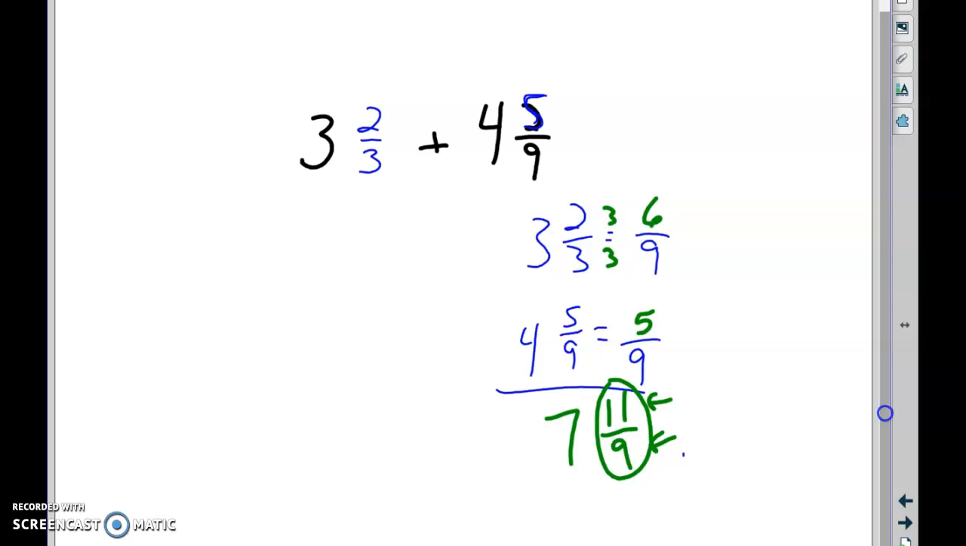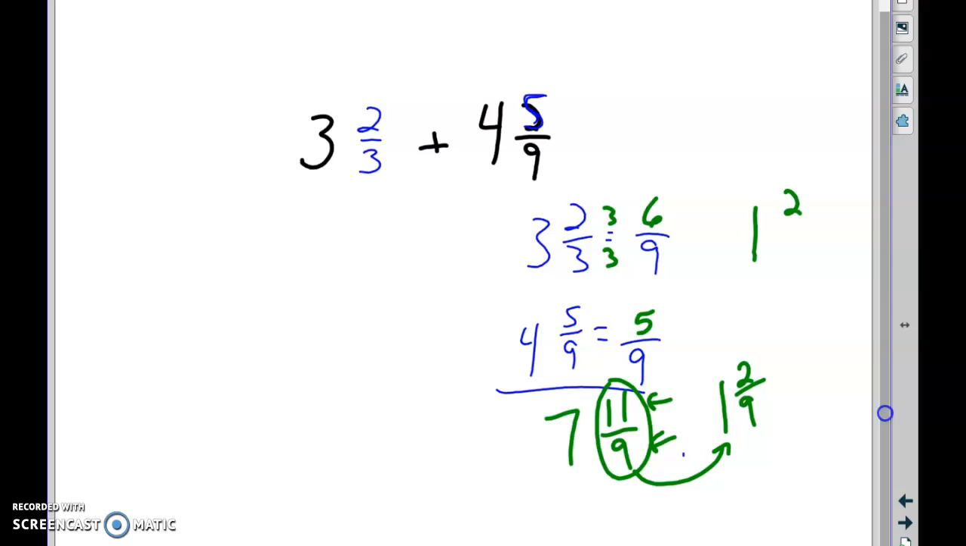So here's how we take care of that. We can take a whole out of here. Remember, one whole is going to be 9 ninths. You can take one set of 9 out of there, and then how many left over? 2. That becomes my new numerator, and my denominator stays the same. So this was an improper fraction. We changed it to a mixed number.